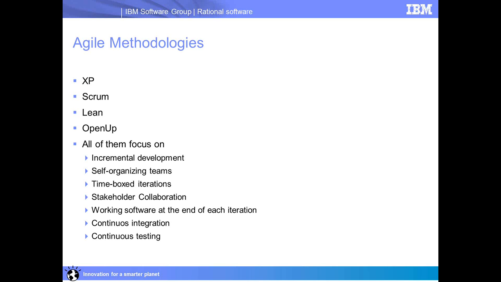Then stakeholder collaboration I've already talked about. Working software I've already talked about. That's what you demo to your stakeholders. Continuous integration and continuous testing we've also talked about. So continuous integration is basically integrating all the time. Continuous testing is to make sure that your integrations work. You have a suite of tests and make sure that whenever you integrate your software with that of your peers, it actually runs through all those tests and those tests pass.